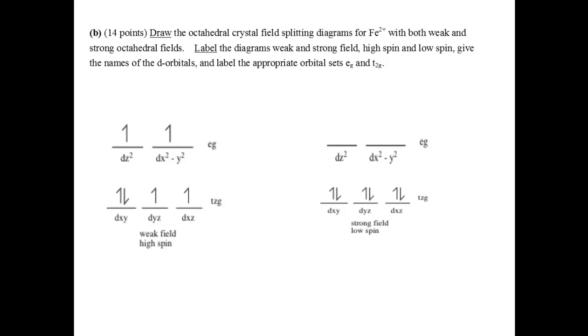So you place the electrons on the EG set, and for strong field, now you try to put as many electrons on the lowest energy orbital, which is the T2G set.